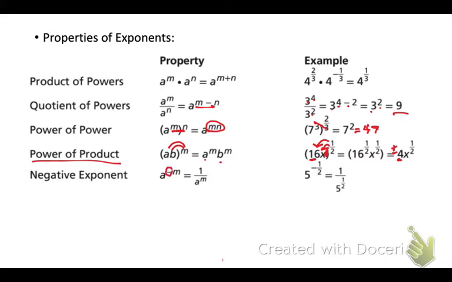Okay, negative exponents, we also did this one. They reciprocate. So what happens if I had 1 over a to the negative m? It'd just be a to the m over 1, right? Okay, so we used every single one of those yesterday, didn't we?